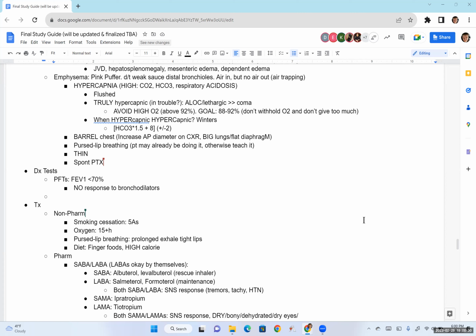The word preventer doesn't mean anything to me when I say it. I think of those two as kind of the same thing, preventer and controller. Anyways, so yeah, you have inhaled corticosteroids, right? And you have oral corticosteroids that could be on.